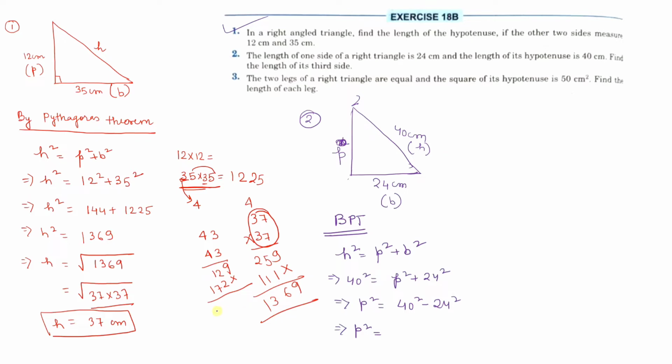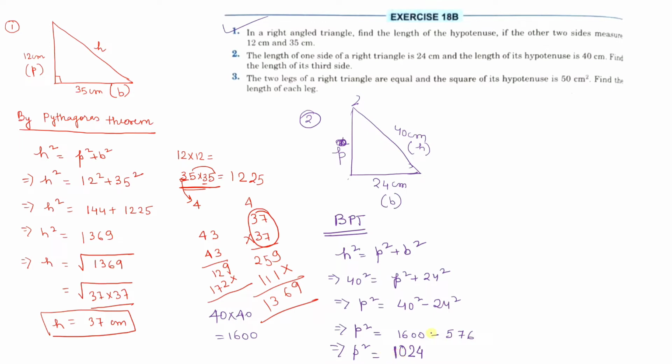40 square means 40 into 40, that is equal to 1600. So 1600 minus, and 24 square will be 576. P square is equal to, just subtract it, this one will be 1024, fine.